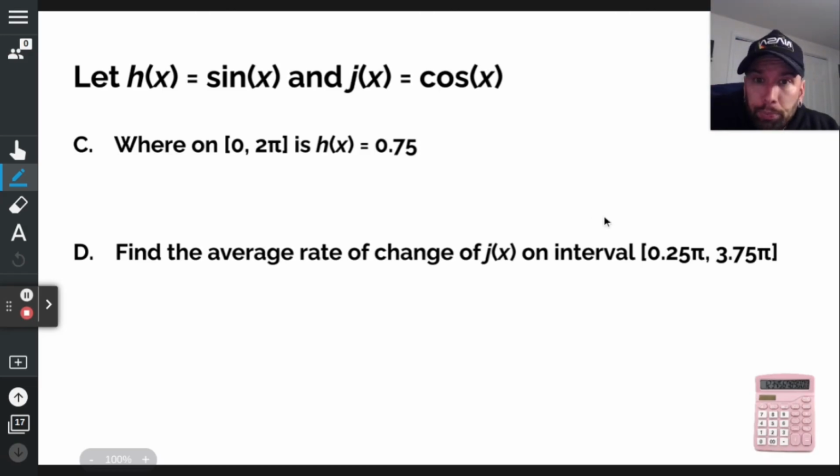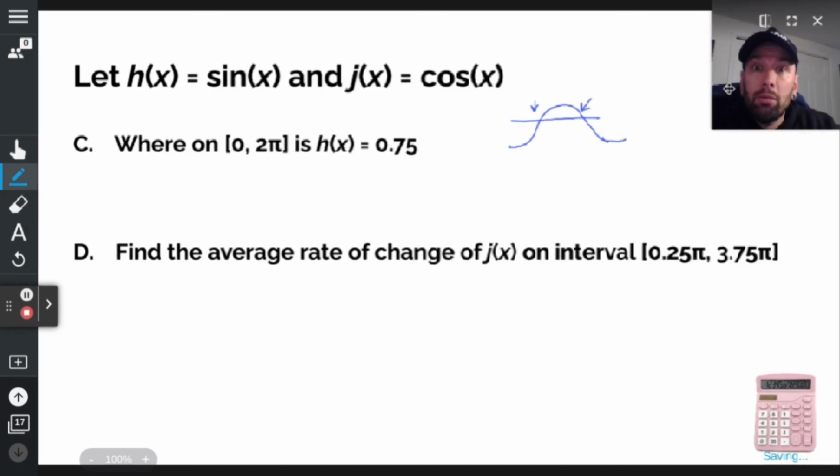C. Where on the interval 0 to pi is h equal to 0.75? So I'm dealing with sine, and I need to graph 0.75 and see where my sine curve is going to cross 0.75. So I need an intersection there and an intersection there. So let's see what happens.